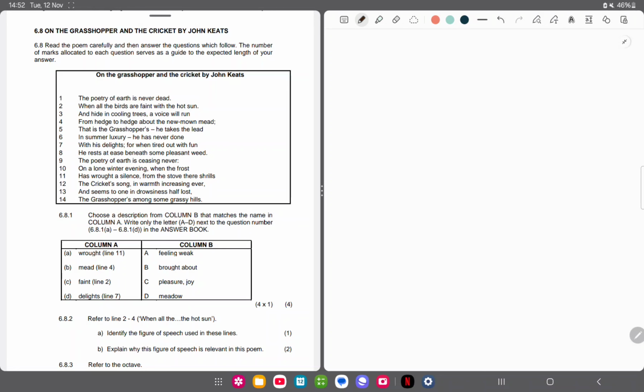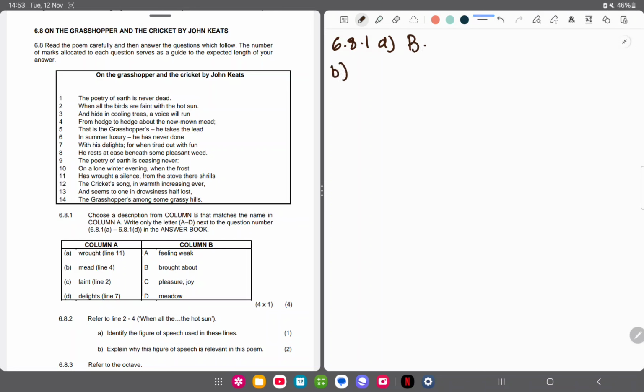So this route means that if you read it according to what the previous line says, what does it say? It says that on a lone winter evening when the frost has wrought. So this means that the frost has brought about a silence. So the answer to 6.8.1 on A, we can say it is B.